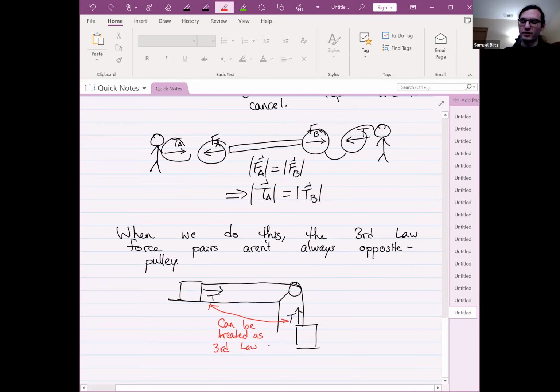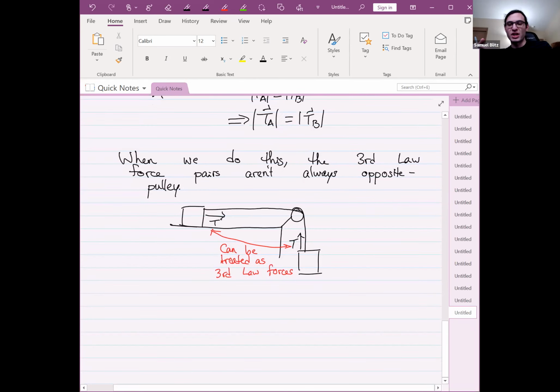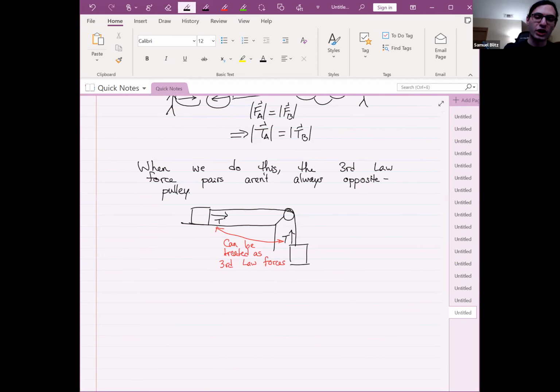And yes, the arrows are correct. This is not motion. These are the forces. So the top block is going to feel a tension force pulling on it to the right. The bottom block is going to feel tension force pulling on it upwards. And those two forces are roughly equal and opposite. They're not actually opposite because they point in the same direction, but they are the same in magnitude, and they behave as if they were equal and opposite.